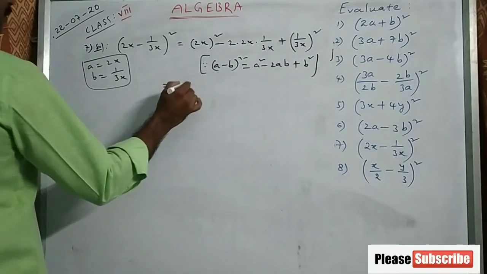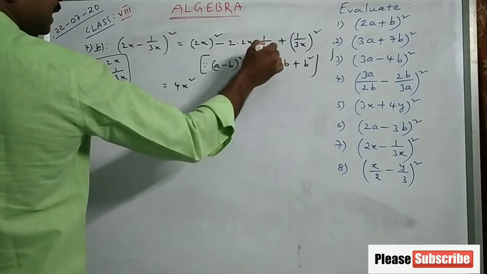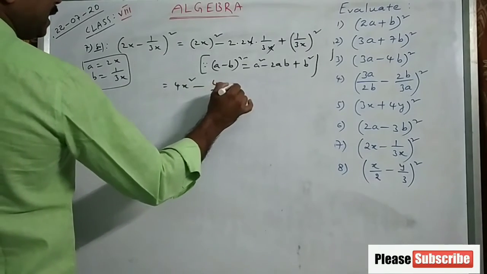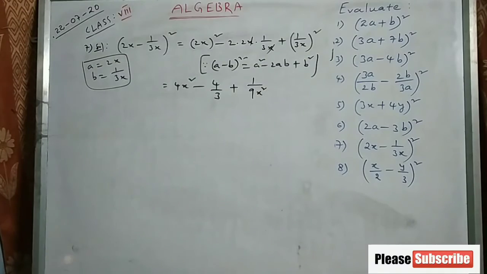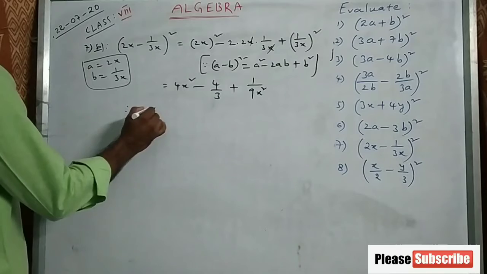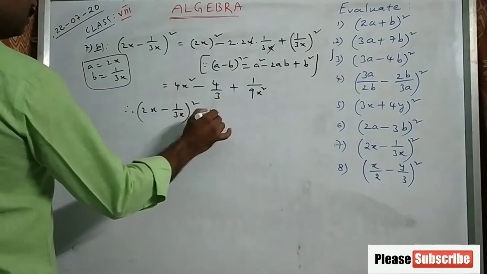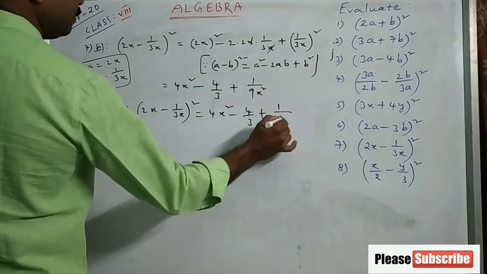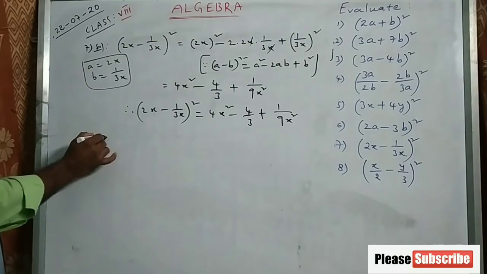So 4x square, because 2x into 2x, 4x square, x gets cancelled, 2 2s are 4 by 3, plus 1 by 3x means 1 by 9x square. 3 3s are 9, x into x, x square. Therefore, 2x minus 1 by 3x whole square equal to 4x square minus 4 by 3 plus 1 by 9x square. Eighth one you see, last one.